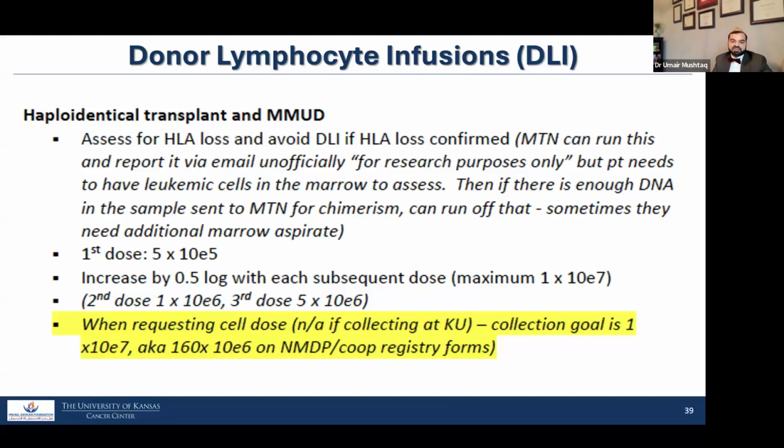So when you're collecting, you collect 160 million cells, and then you store it in aliquots. The first dose should be 5 times 10 to the 5th and increase by half logs. So the next dose should be 1 million, and the next dose should be 5 million. And the max dose should be 10 million, not more than that. This is all institutional. There are several ways to do it, but the biggest risk with donor lymphocyte infusion is going to be graft versus host disease. So if you do it in escalating fashion, then you mitigate that risk.